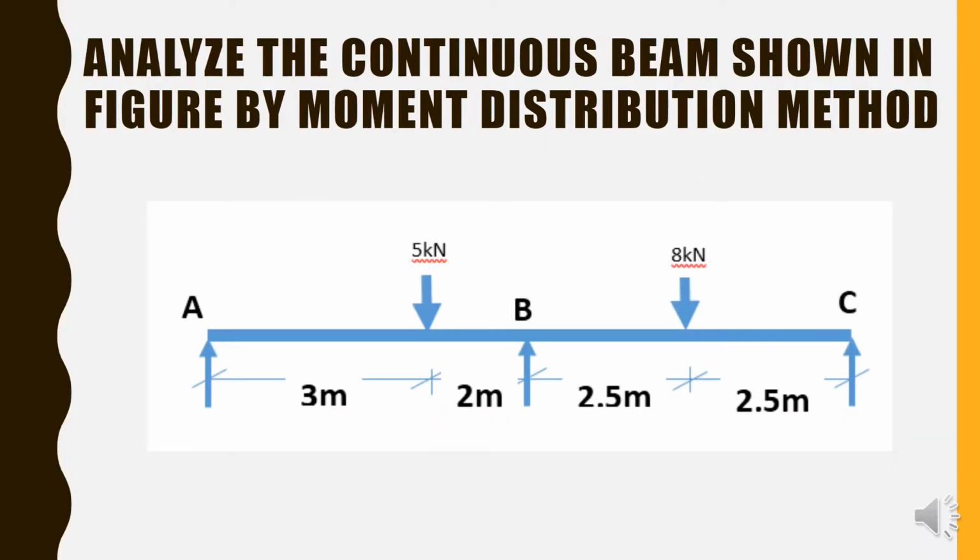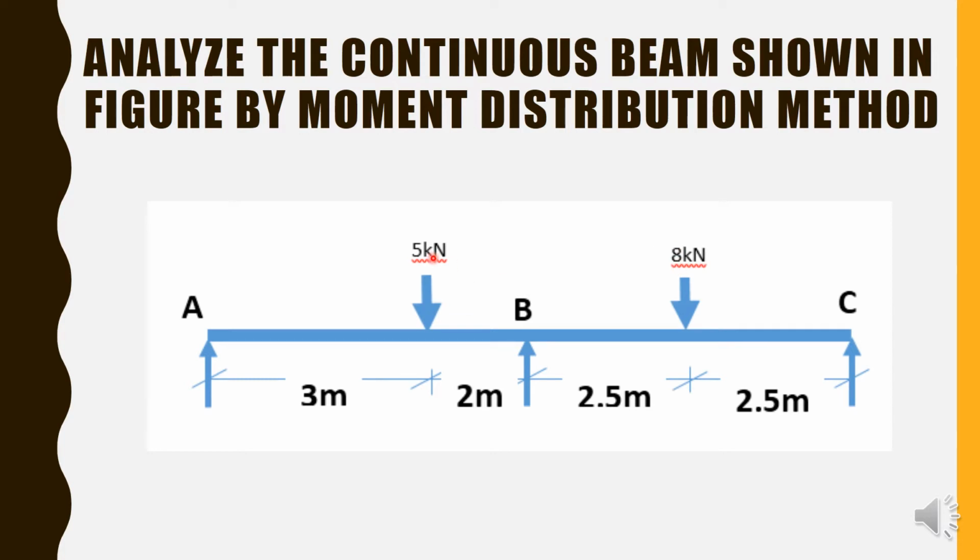This is the statement of the problem: analyze the continuous beam shown in figure by moment distribution method. So it is a two-span continuous beam AB and BC, and the span of AB is 5 meter. Likewise, BC is also 5 meter. The only difference is the 5 kilonewton load is placed at an eccentricity, whereas the 8 kilonewton load is placed at the center of the beam.